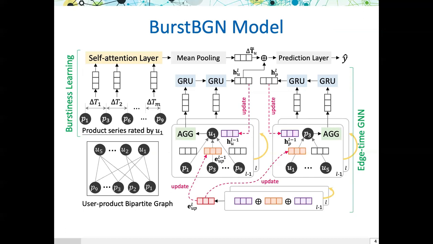We propose the Burst-PGM model to detect the fraudulent users, which is composed of three major components, including the user-product bipartite graph and the edge-time graph neural networks, which jointly consider the user and product information as well as the edge-level information, which consists of the difference between concentrated time data points used as the edge feature. Also, given the product series rated by a user, we employ a self-attention layer to capture the interaction between previous products and fuse all the information together to make the final prediction.